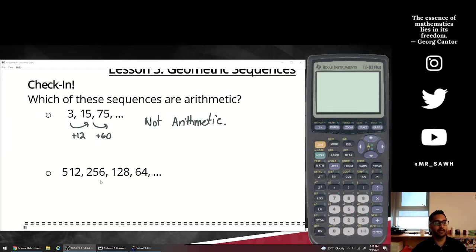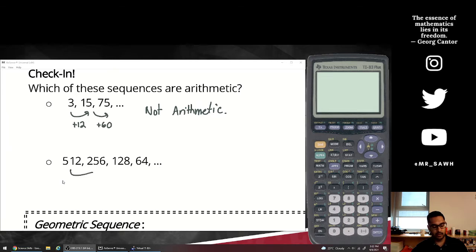The same thing underneath won't work. However, you could think about not adding, but dividing, or in other words, multiplying by a fraction. So if you think about 512 and 256, they are related because 512 is double what 256 is. So you could multiply this by 1/2. Same thing, 256 gets multiplied by 1/2, 128 multiplied by 1/2, and you get each successive term. Now, while it's not arithmetic, it is still a sequence that we can deal with. We just have to think about it a different way.